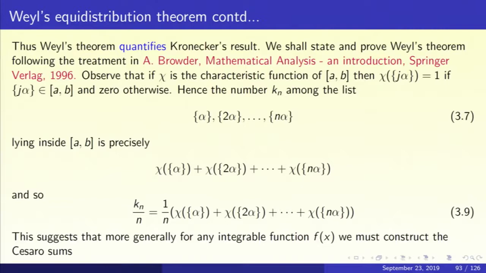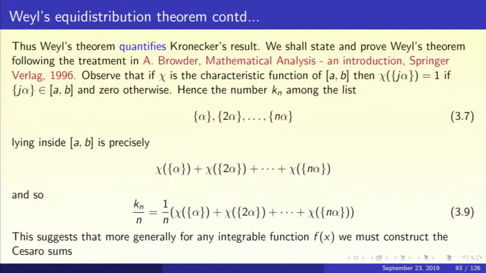So I want to count how many elements in the list 3.7 land up in the interval (a, b). What is that number? You simply add the characteristic function of {alpha}, the characteristic function of {2 alpha}, plus etc., plus the characteristic function of {n alpha}. So each of these summands will be either 0 or 1. It will be 1 precisely when the element {j alpha} lands up in (a, b), 0 otherwise. So this sum is going to give you exactly k_n.